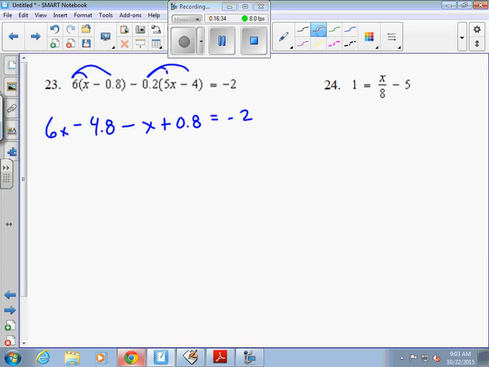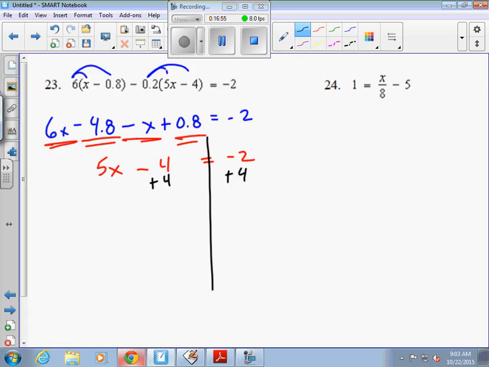Again, before we try to bring anything across, we got to combine our like terms. 6x and negative x is 5x, and negative 4.8 and positive 0.8 is negative 4. So 5x minus 4 is negative 2. Not simpler of a problem now. Undo minus 4 by adding it to both sides. 5x is equal to 2. Undo 5 times something by dividing it on both sides. X is equal to 2 over 5.